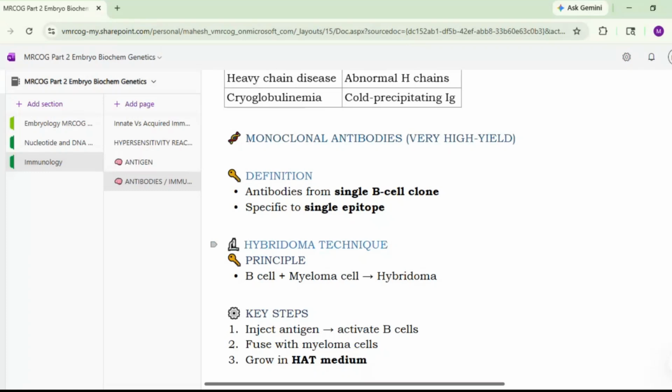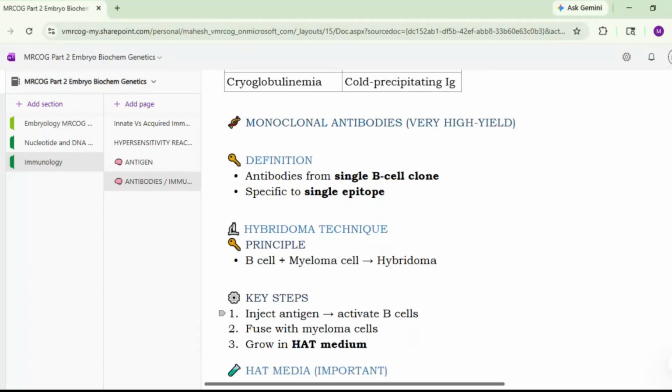Now, what are the steps in production of these monoclonal antibodies? First is the injection of the antigen, against which you want the monoclonal antibody. That will activate the B cell, so you will get the first component, the B cell. But these B cells are destroyed over a period of time, and we want a monoclonal antibody which will persist. So first inject the antigen, you get activated B cells. Then fuse these B cells with myeloma cells.